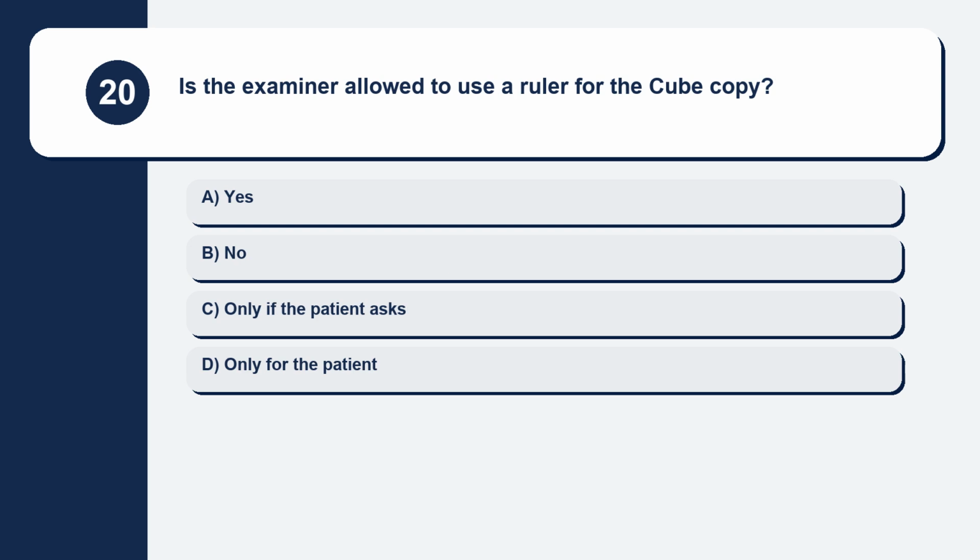Question 20. Is the examiner allowed to use a ruler for the cube copy? Yes. No. Only if the patient asks. Only for the patient. The drawing must be freehand.